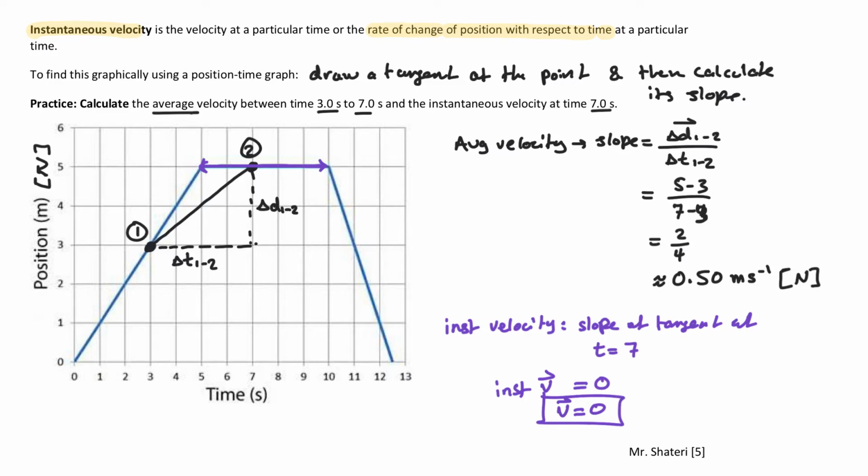Note that if I wanted to find the average velocity, let's say from here to here, then my slope would be negative, and that would mean that my velocity would be in the negative direction. So negative north or positive south. So whenever your slope is positive, you're moving the same direction as your positive sign convention, and whenever your slope is negative, you're moving opposite to your positive sign convention.